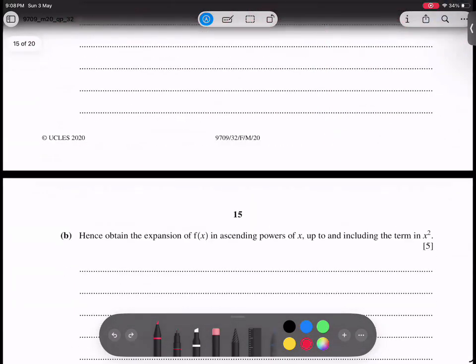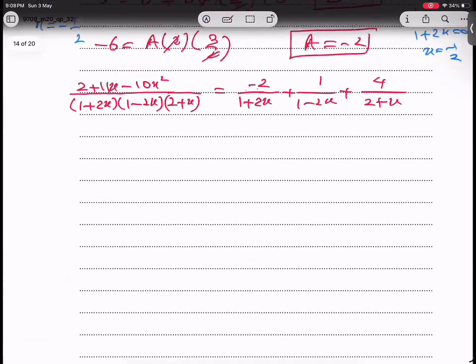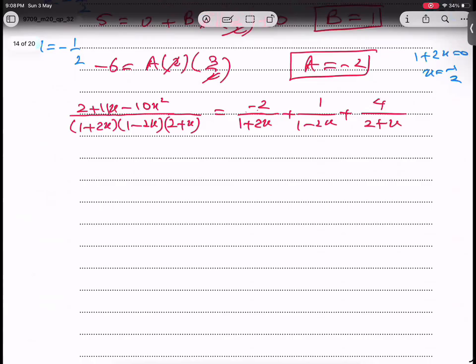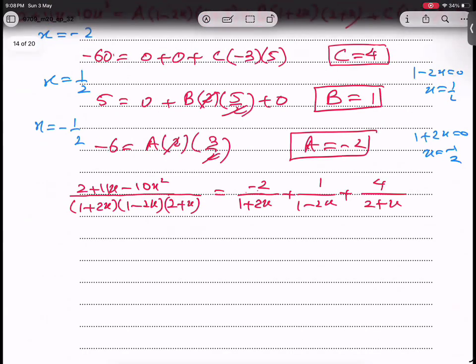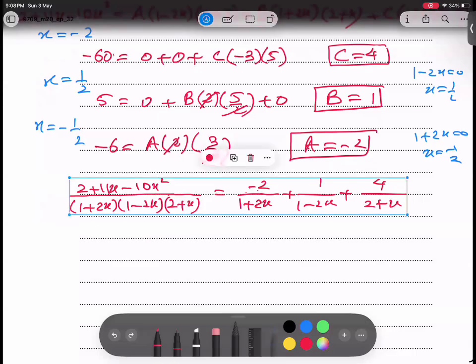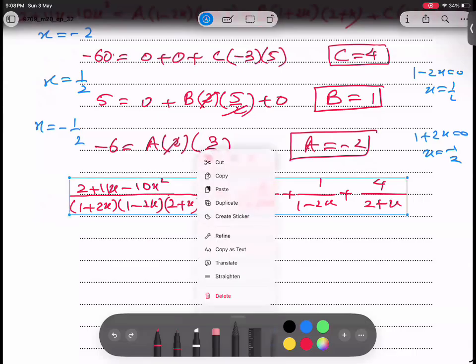So we have to do expansion, including x to power 2, 5 marks. So we have to expand. So let's try to do this part. And for that reason, I will copy this whole equation. Okay. And I'm going on the next page.